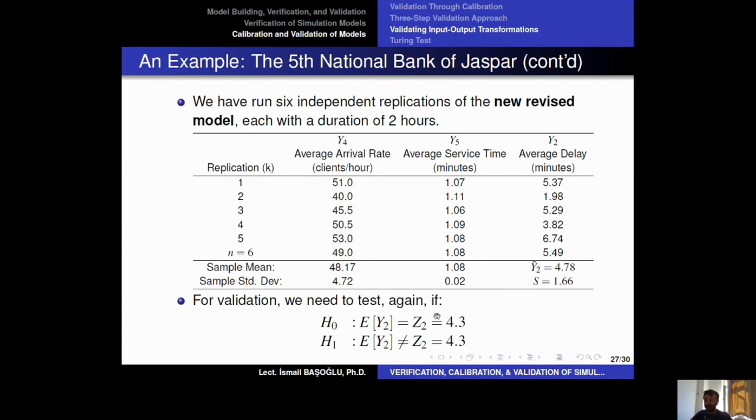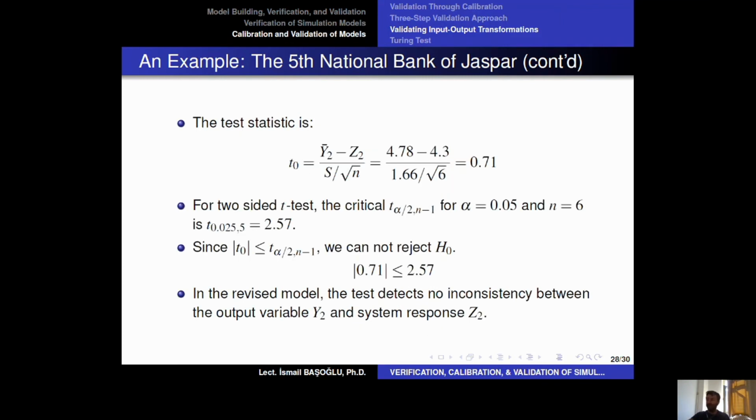Now you need to test the hypothesis once again. Can the average delay, not the average of the 6 replications, but the overall average, the overall expectation, be 4.3? Now, just by looking at 6 replications, we can run a t-test with a 95% confidence level once again. So we can say that my t-statistic this time is going to be (4.78 minus 4.3) divided by the sample standard deviation divided by the square root of the number of replications, and it is going to be 0.71.